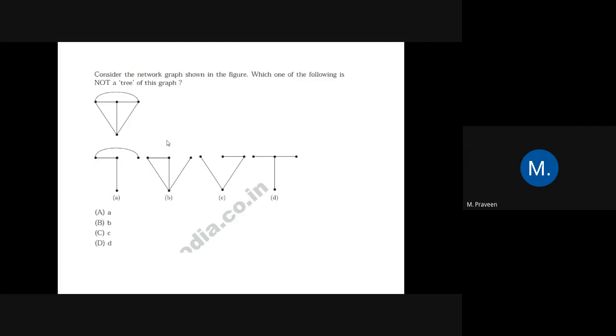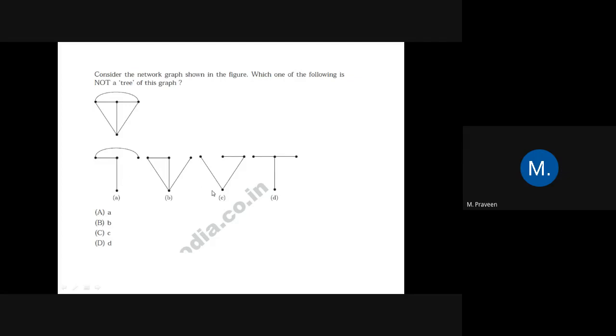So if you consider all the four, the only condition for a tree is that the tree should not form a closed loop. That is the condition. So for a tree, there should not be any closed loop. If you take option A, it starts from here to this one and from this one. So this is a possible tree. This is the first option given. Here there is no closed loop. Therefore, it is a proper tree.